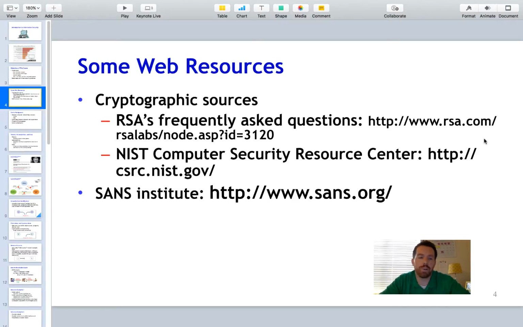A couple of web resources. SANS Institute, NIST is always good. There are always great articles. RSA, obviously. If you really want to start digging in, especially SANS, if anybody doesn't know what SANS is, it's a great learning center, fantastic certifications. If you can acquire a SANS certification, that's top notch.